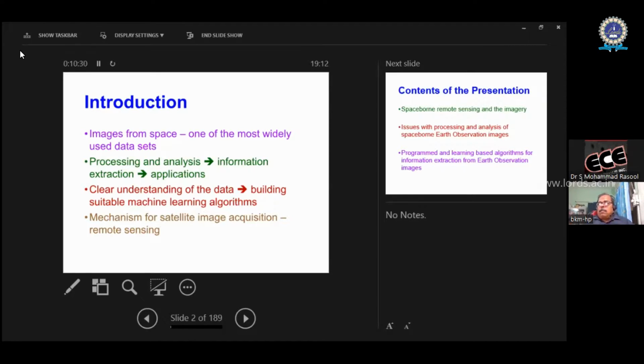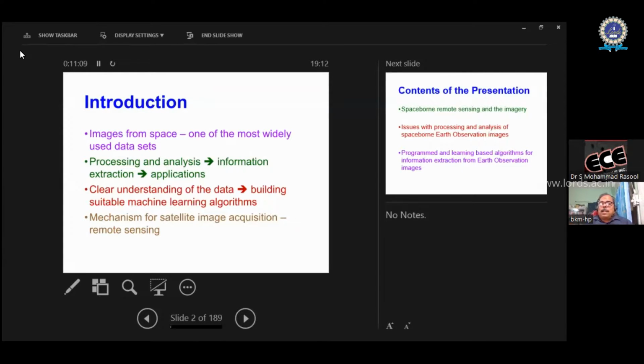Okay, so digital image processing has an extremely, what shall we say, celebrated history, right? So images from space, as far as Earth observation is concerned today, are one of the most widely used data sets, because these images are available from a very long time.